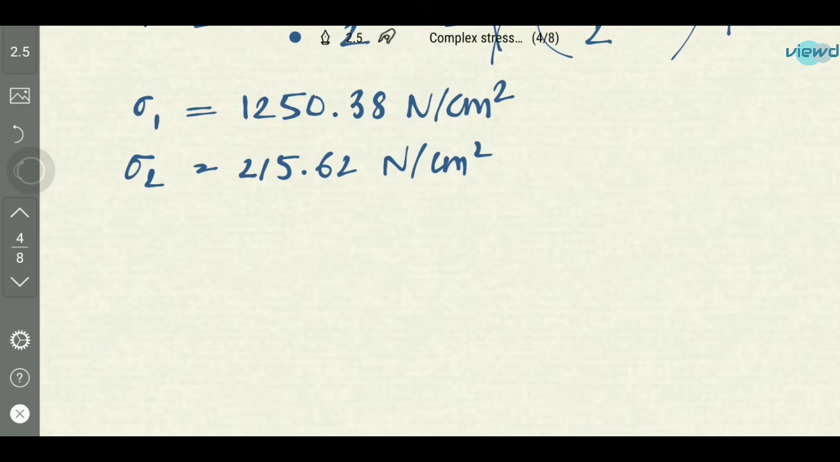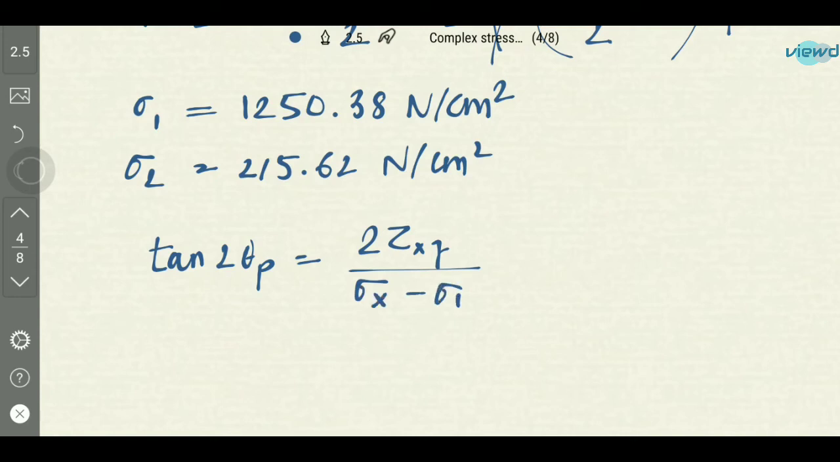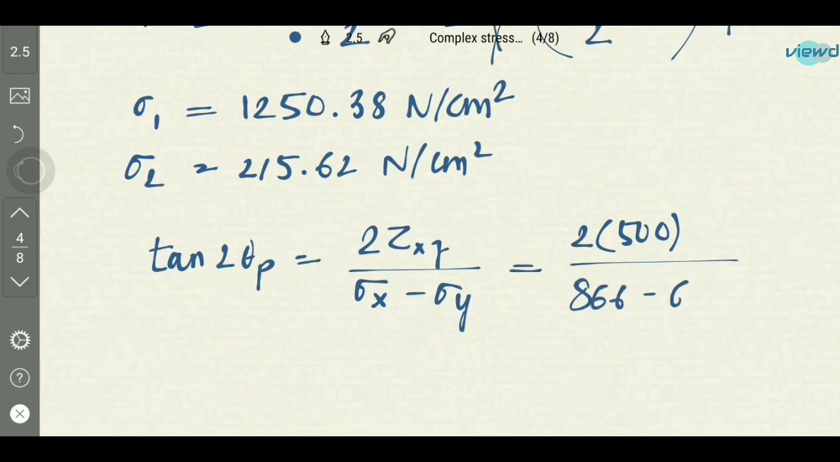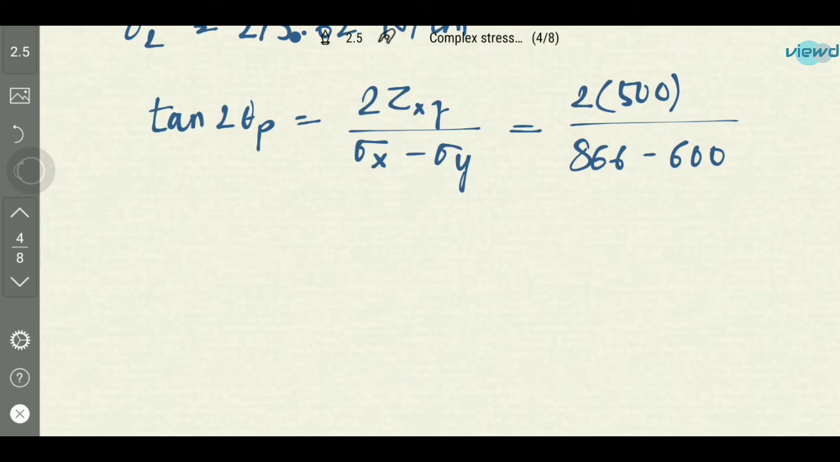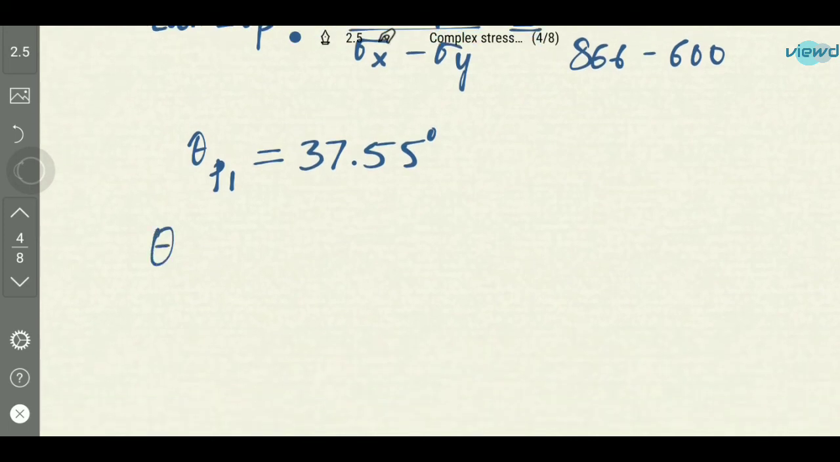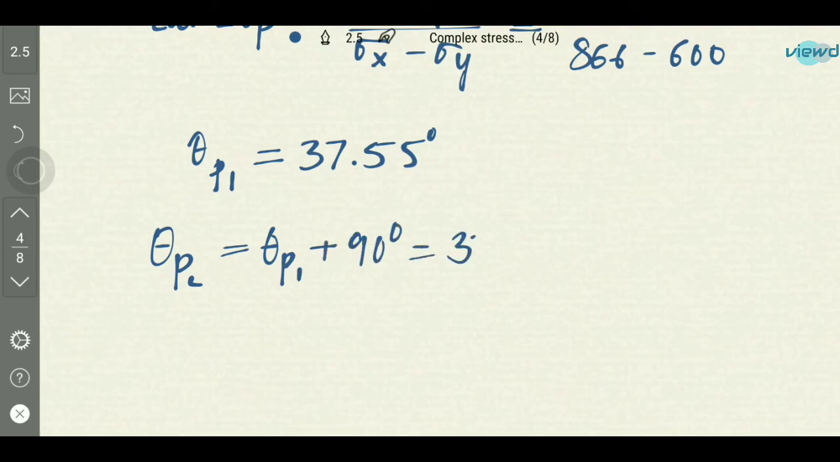And what will be the angle of the principal plane? We know that tan 2 theta p is equal to 2 tau xy divided by sigma x minus sigma y. So tan 2 theta p is equal to 2 into 500 divided by 866 minus 600, and we get theta p1 equal to 37.55 degrees. And what will be the other plane? Let us say this is theta p2, which is perpendicular to the first plane, plus 90 degrees. So 37.55 plus 90 degrees is equal to 127.55 degrees.